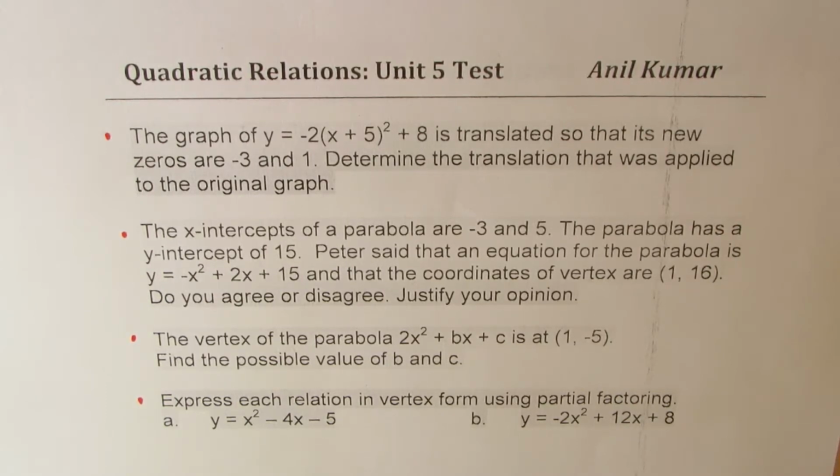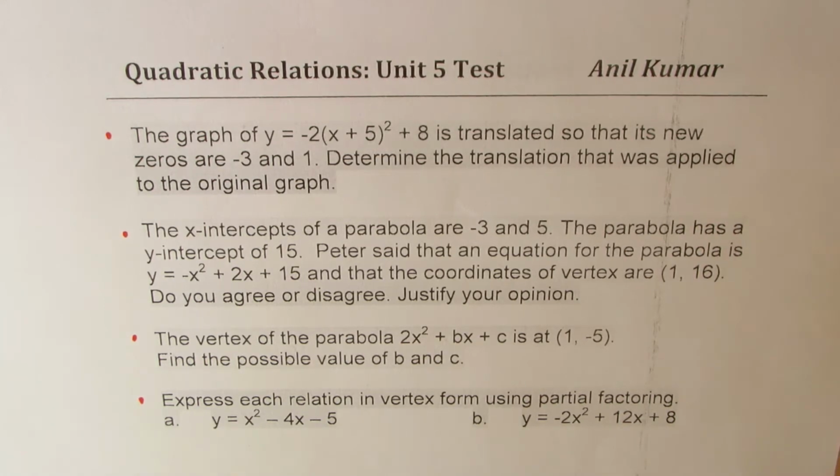Question 4: Express each relation in vertex form using partial factoring. A: y equals x squared minus 4x minus 5, and B: y equals minus 2x squared plus 12x plus 8. I'd like you to pause the video, take it as a test, solve the questions, and then look into my suggestions. Now let's see how to solve these questions.